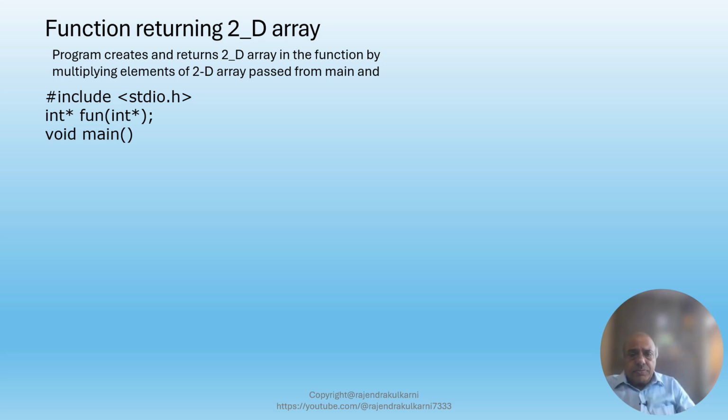In this program what we are doing is creating a 2D array in the function by passing the 2D array from the main. Whatever address the function receives from the 2D array passed from main, each element of that array will be multiplied by 10 and assigned to another 2D array in the function, and that 2D array of the function will be returned by reference to the calling function.